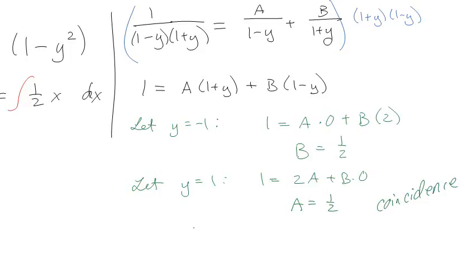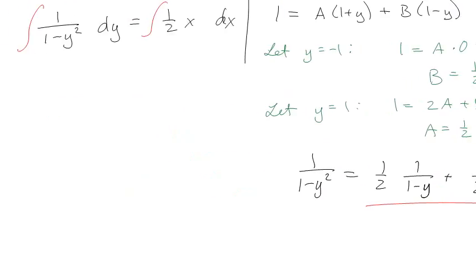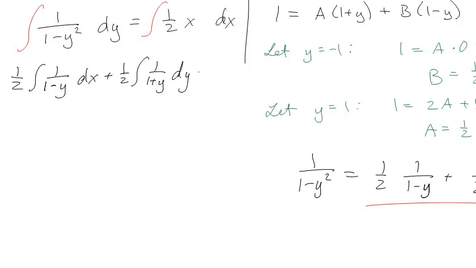So basically what it means is I can replace this here with 1/2 times 1 over 1 minus y, plus 1/2 times 1 over 1 plus y. And I care because this is a lot easier to integrate than the other one. So I'm going to come over here. On the left, I'll have 1/2 times the integral of 1 over 1 minus y plus 1/2 times the integral of 1 over 1 plus y because of partial fraction decomposition.